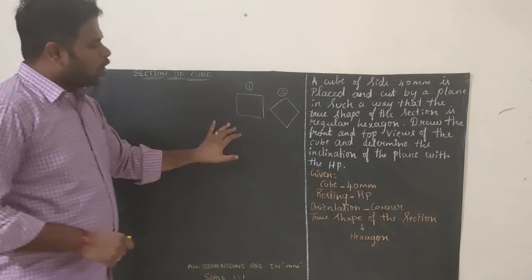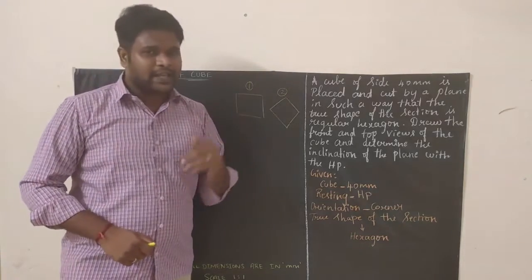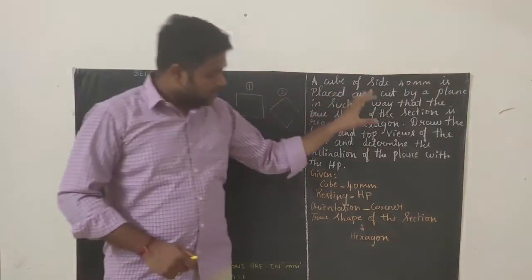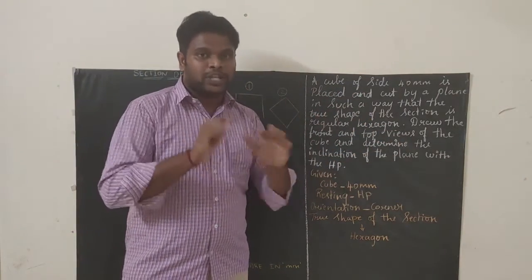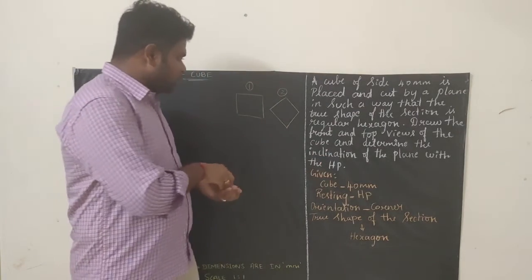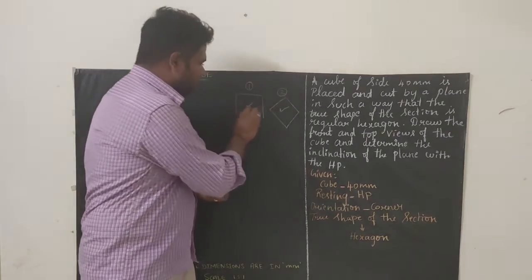We have these two options, right? So we may get some doubt about which option to choose, either this one or this one. If we want to get the true shape of the section as a hexagon, we should go with this one. We should not draw this one.